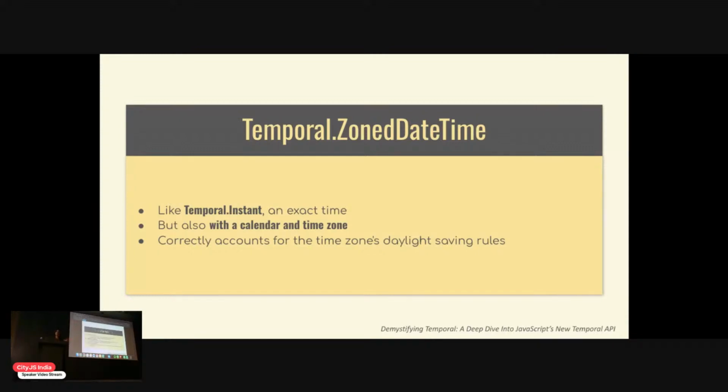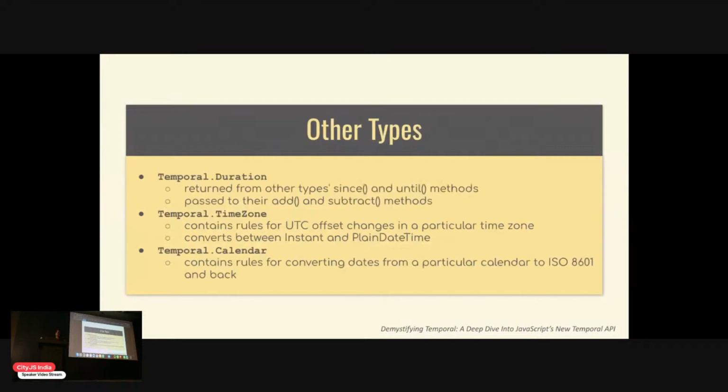Now we have some of the other types, the duration, the time zone, and the calendar. So these are auxiliary types. These are used in things like, for example, the duration is used for addition and subtraction. Like if you want to add one type to a type, we would need to use duration for that, okay? Or find the time elapsed between two types.